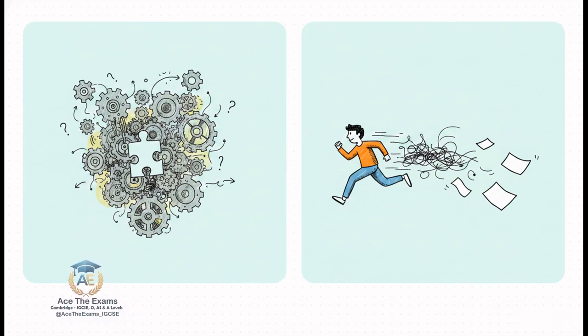Then on the other side, we have Sam. Sam is watching the clock. Sam rushes, provides incredibly vague answers, and completely misses the specific context of the command words. Sam might just scribble down, sensors send data to the computer, which changes the lights. Listen to me carefully. Neither of these approaches will secure the marks. They are both getting destroyed by the examiner's red pen because they completely miss the command word requirements. We have to fix this.